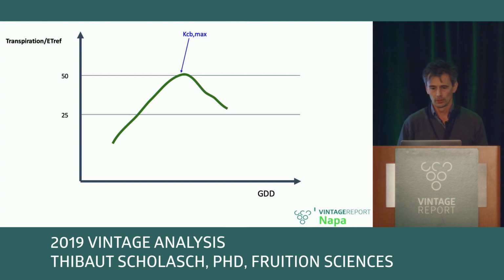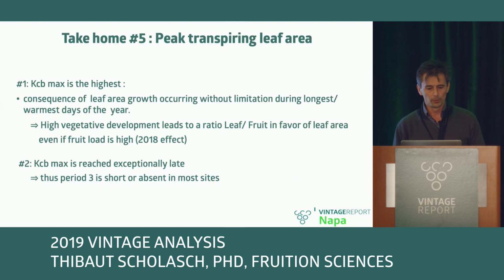What did we observe in 2019? Well, we observed two things. We observed that the value of the transpiration ratio was on average the highest we've ever had, which is not a surprise because we have those huge canopies boosted with high nitrogen content, so photosynthetic ability and transpiration ability are at their highest. So very high KCB max, very high transpiring leaf area size.